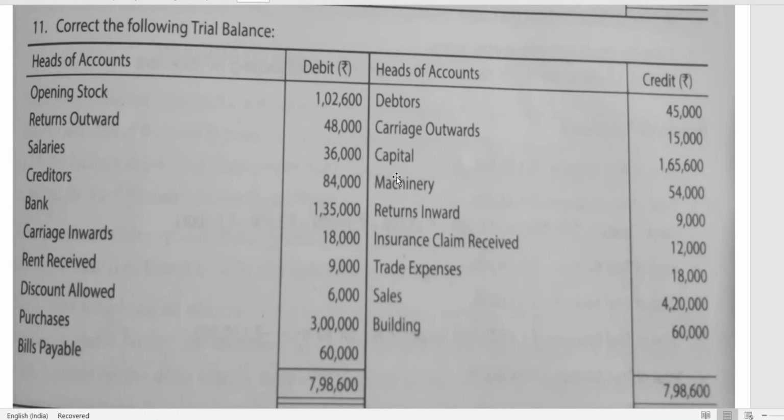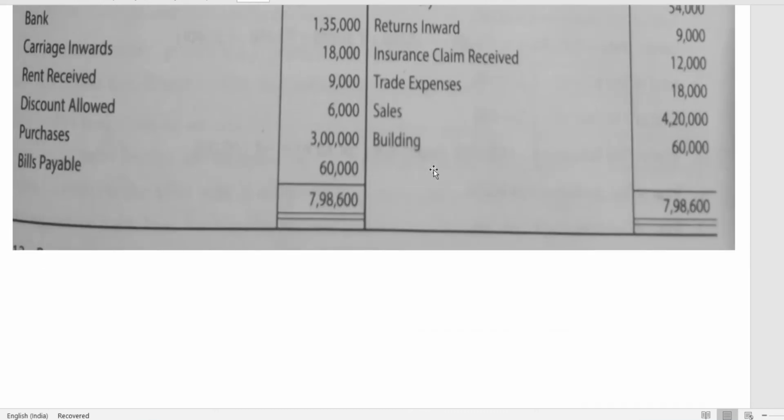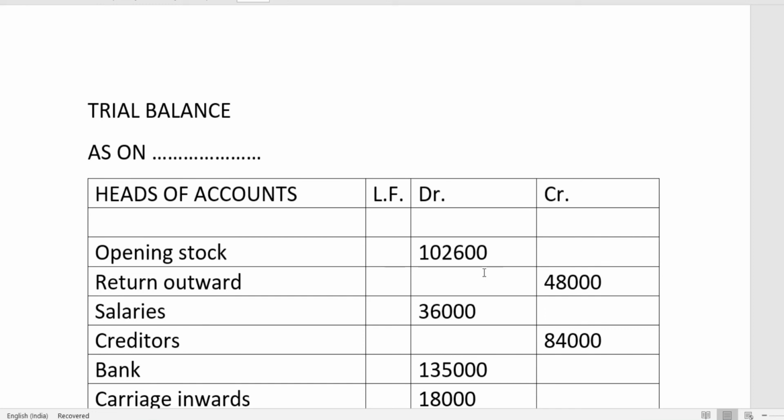Capital is the amount of money which the business owes to the owner. The capital is a liability, so it will be shown in the credit column. Machinery, asset, debit column. Return inward means sales return, sales return will be shown in the debit column. Insurance claim received is an income, credit column. Trade expenses, debit side as it is an expense. Sales, income, credit column. Building, asset, debit side. According to that I have shown the details.